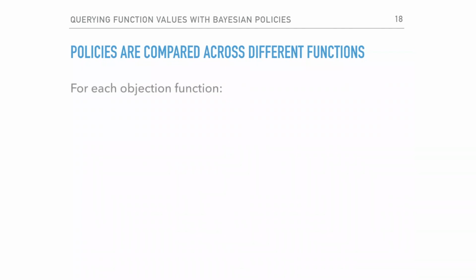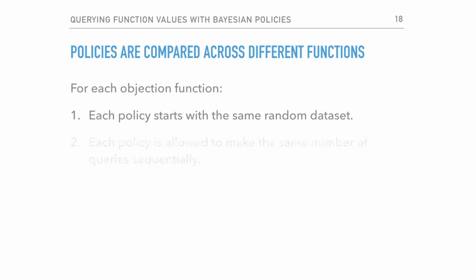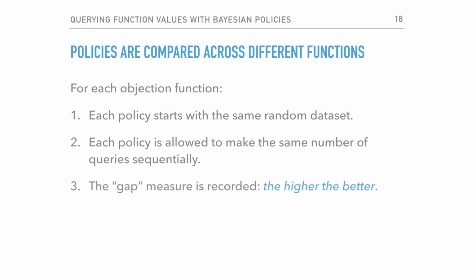So really quickly, the procedure is something like this. For each objective function that we will see, each policy will start out with the same random data set, and each policy is allowed to make the same number of queries to the user, which is just a simulated oracle in my experiments. And throughout this process, I measure the gap measure, which is a common metric in Bayesian optimization. We don't really need to know what it is, but it's between 0 and 1, and the higher it is, the better. And for robustness, I also repeat each experiment 10 times with a different random initial data set.